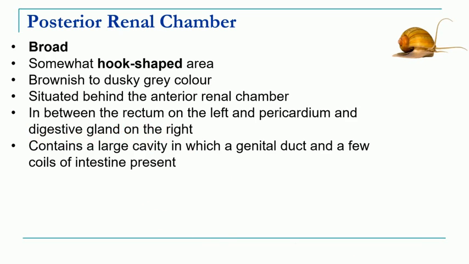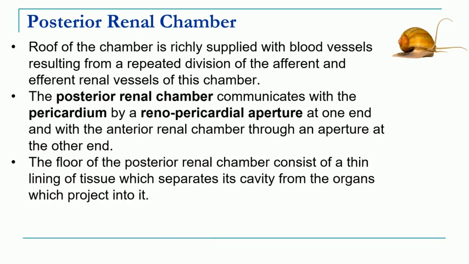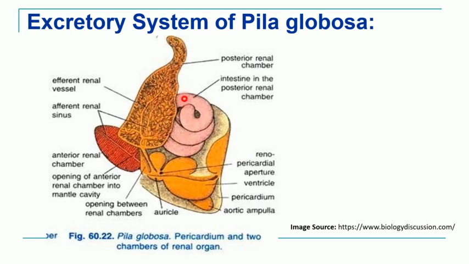Now the internal cavity of this posterior renal chamber is large. In case of the anterior chamber it was reduced, but in case of the posterior renal chamber it is a large cavity, and it also contains the genital duct, and a few coils of intestine are also present nearby. So in this diagram you can see the coils of the intestine situated near the posterior renal chamber, and some of the coils are even present in the interior chamber. On one side you can see the presence of the pericardium.